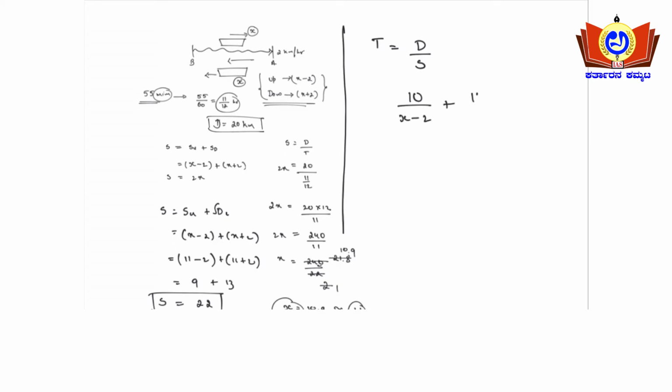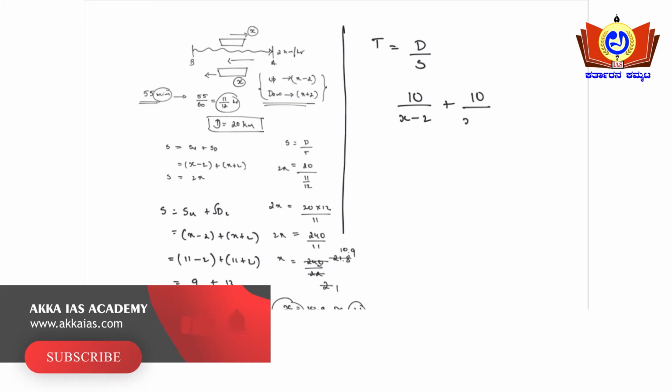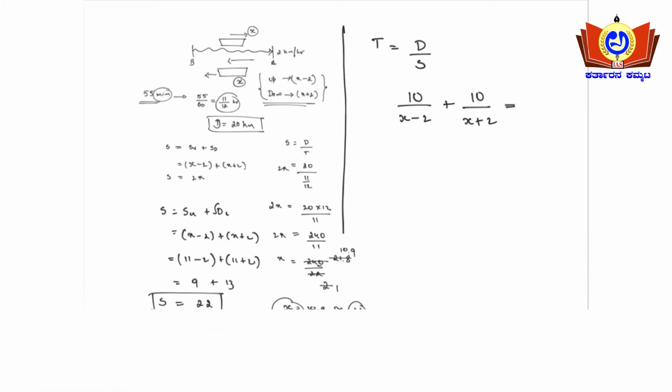Okay, so in the downstream, distance is 10 kilometers and x plus 2 is the speed. That will be equated to t, which is nothing but 11 by 12. See, for this x, what you can substitute, so that upon solving this equation you will be getting 11 by 2. Four options are there from the options.